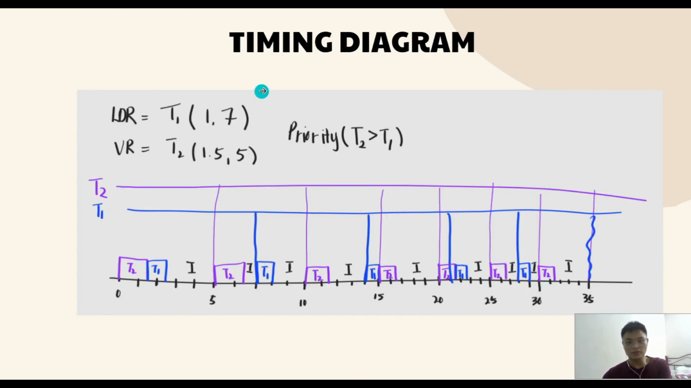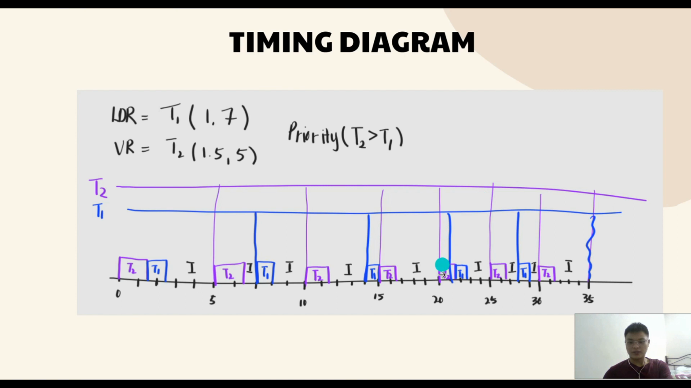So here we have drawn a timing diagram for task 1, which is controlled by the LDR sensor, having an execution time of 1 and a period of 7, and the potentiometer using 1.5 seconds for execution time and 5 for period. As you can see in this timing diagram, since we are using rate monotonic scheduling, task 2 will be executed first, followed by task 1.